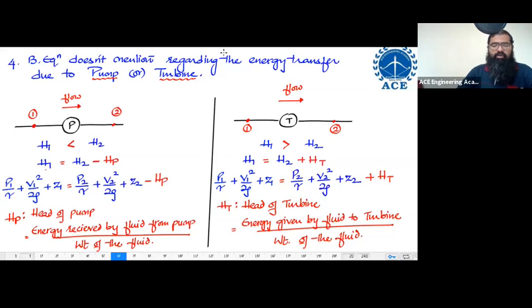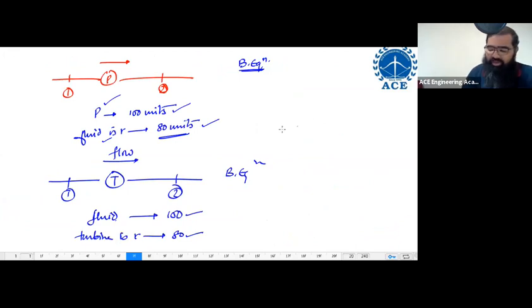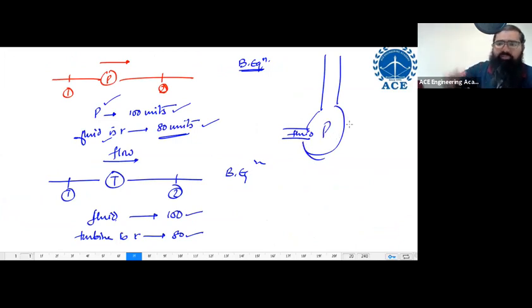Energy given means what? You will understand that once you enter into hydraulic machinery. Imagine you're having some fluid over here, and you want to lift the fluid to some particular level. So what will happen? You will install something known as a pump. What will the pump do? The pump will give high pressure to the fluid. It will increase the pressure, and by virtue of the increased pressure, the fluid will reach up. So the pump is giving energy over here.